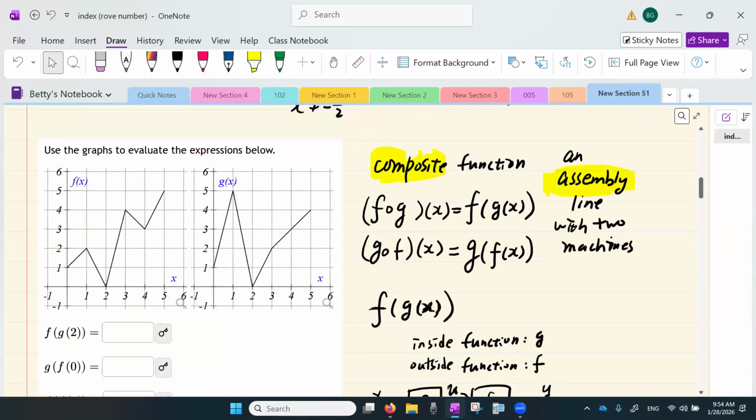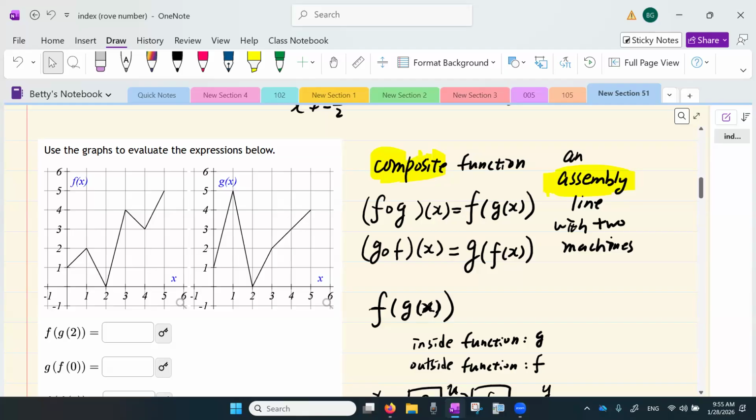Let's look at this problem. Use the graphs to evaluate the expressions below. Let's see what this graph is. Two graphs, actually, right? On the left, we have the graph for f of x. On the right, we have the graph for g of x. And since both of the two graphs pass the vertical line test, we do have two functions here. This is the graph of function f, and the graph of function g.